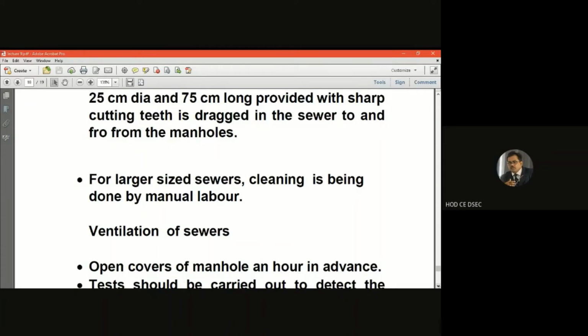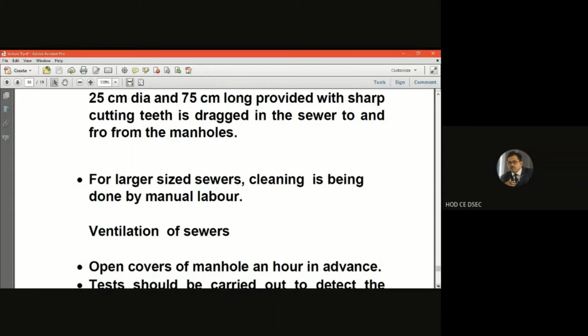That means the labor enters into the sewer with proper precautions, with proper safeguards, and they clean with some tools. They just keep it in the bucket on the road surface. So manual labor cleaning is how larger sewer maintenance is being done.